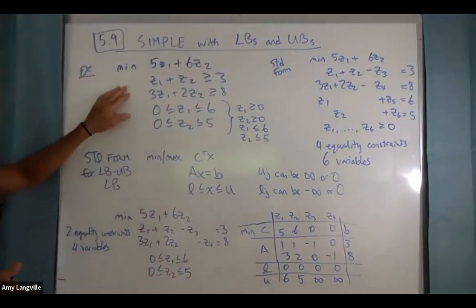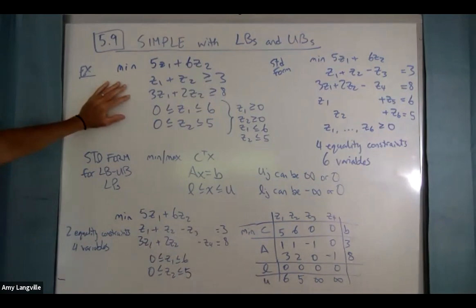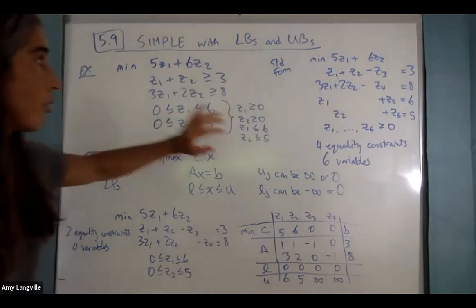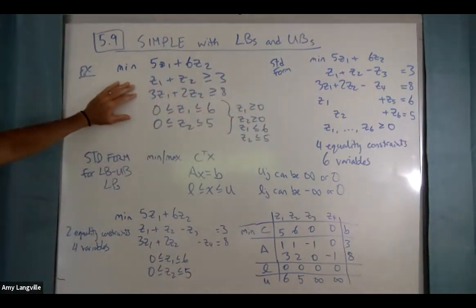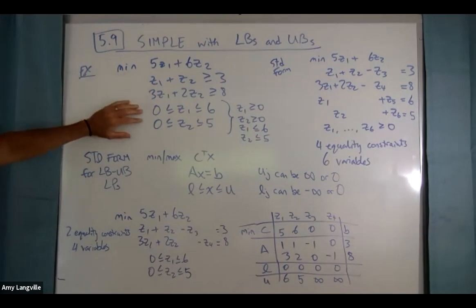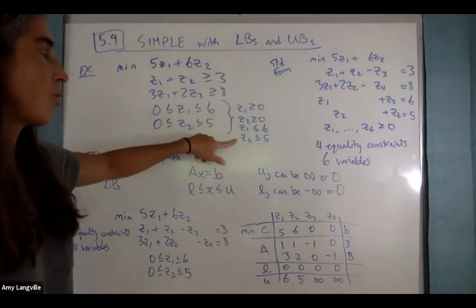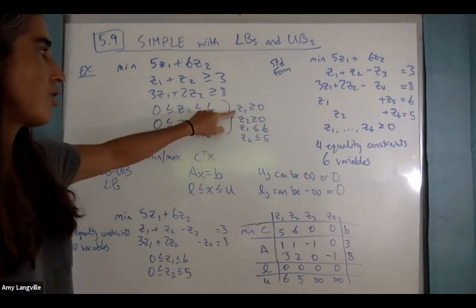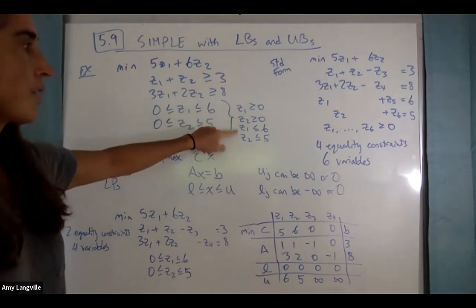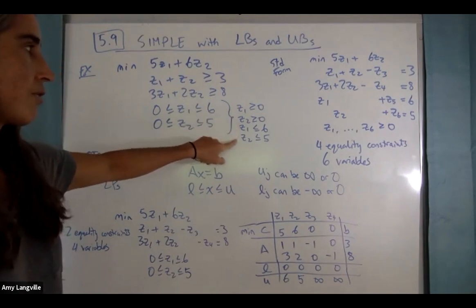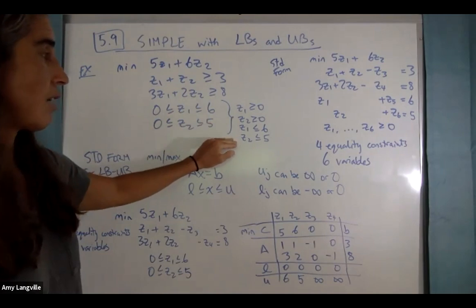Okay, so let's look at this example. It's given to us here on the left, and then we put it in standard form over here on the right. Two variables, Z1, Z2, two main constraints. Then we have these two bounding constraints, which really can be thought of as four separate constraints, right? Z1 is greater than 0, but Z1 is also less than 6. Z2 is greater than 0, but it's also less than 5. So when we split this, we have 4.